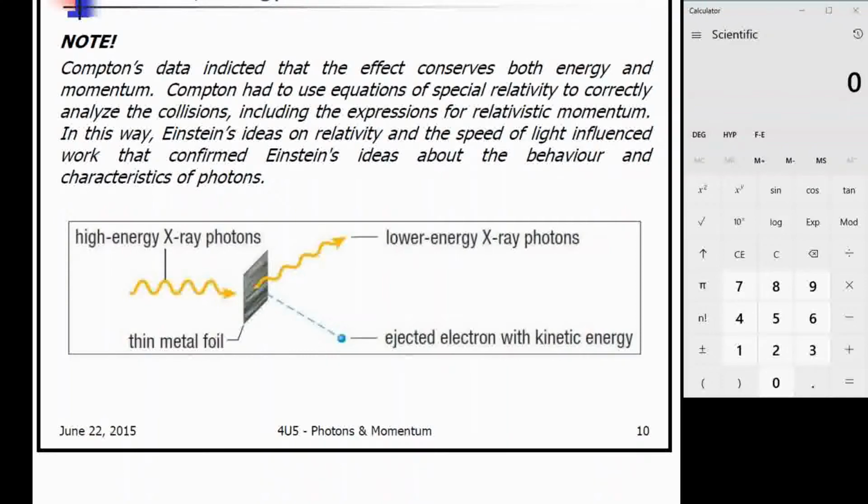So what Compton had to do in order to show that this was actually happening was he had to use, because these are high energy X-ray photons, they were moving at relativistic speeds. So he had to use Einstein's special theory of relativity equations in order to prove this. So as crazy as it is, Einstein ended up proposing theories about relativity that were later used to prove his theories about the wave-particle duality of light.